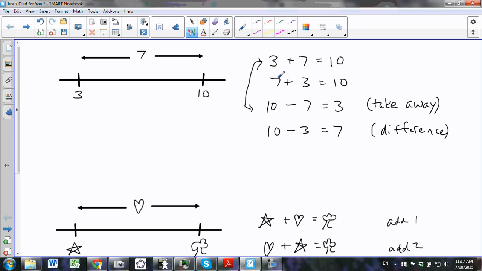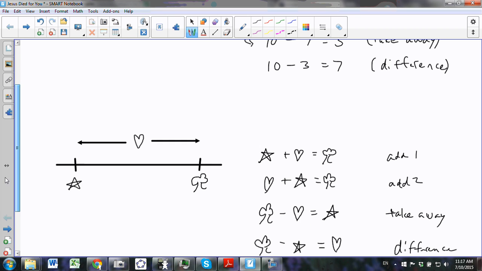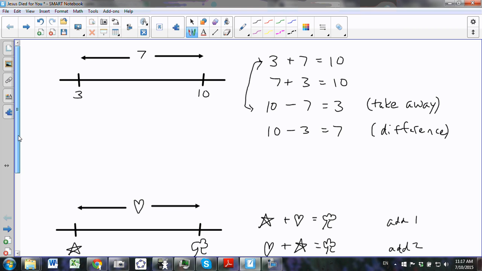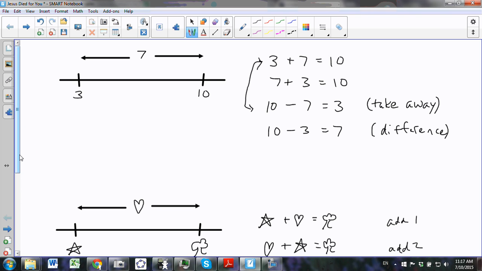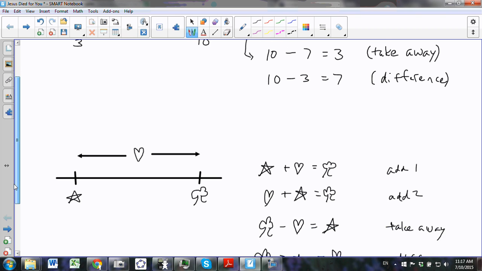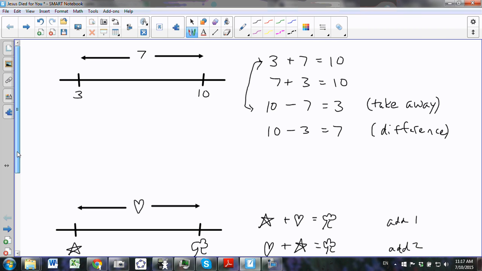If you use the commutative property to get the other addition problem, 7 plus 3 equals 10, then the difference perspective illustrates going backwards. Subtract 3 from 10, and you get 7. But anyway, I hope this illustration helps you to solidify that distinction between the takeaway perspective of subtraction and the difference perspective of subtraction.